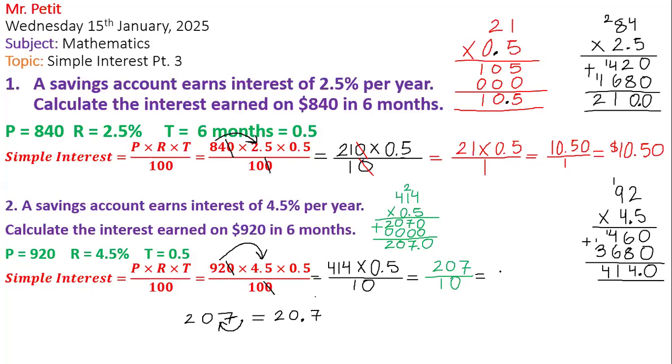So it's $20 and 70 cents, $20.70. I multiplied by 10 instead, Mr. Petit. Okay, so just be careful. The answer is $20.70, not $20.07. Did anyone else get $20.70? Let me know, please. I did. Me too.